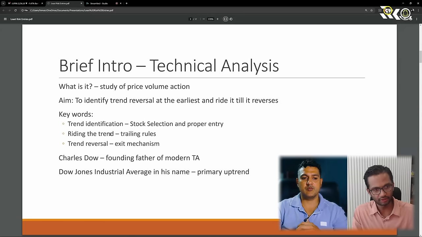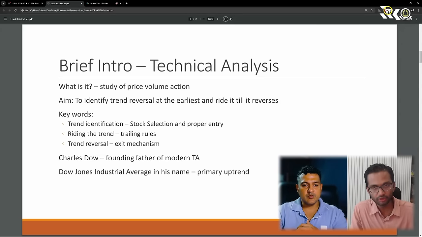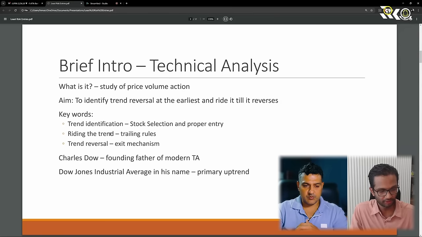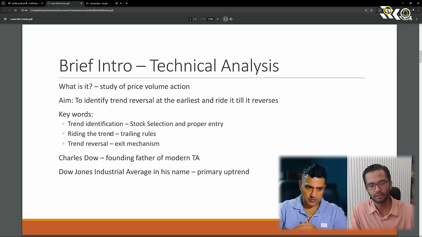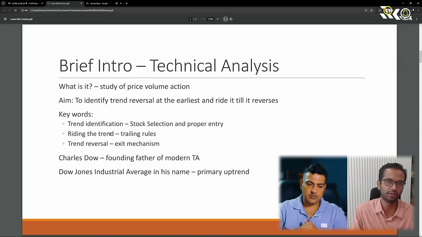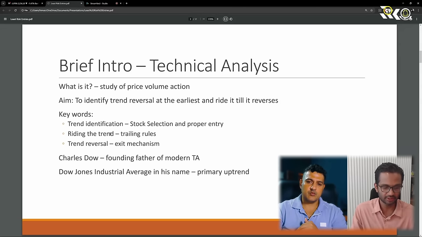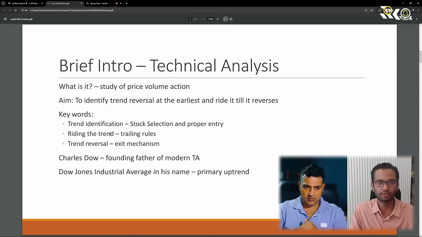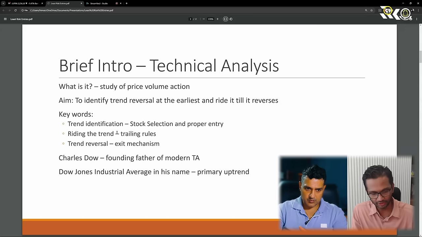Now riding the trend defines how you will trail your position. For example, an investor will not be interested in daily swings. So what he will do is, okay, I am buying a stock whenever the trend will be intact. Now the trend can be intact for 1.5 years, it can be intact for 2 years. So if an investor says that I am interested in only the longer time frame, then there is no use of following the trailing rules on a daily chart. Similarly, for a trader, shorter time frames are of interest. So it's not that one thing works and another doesn't. Both work equally well. You have to identify your own personality.